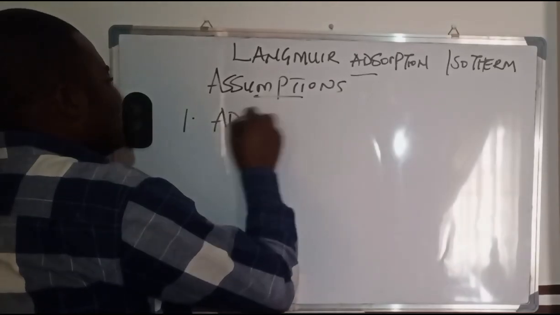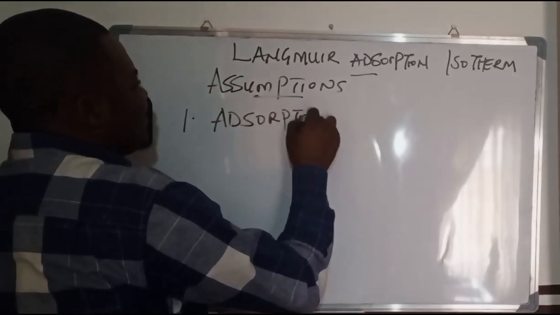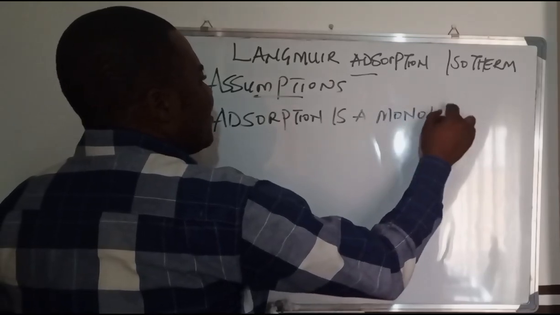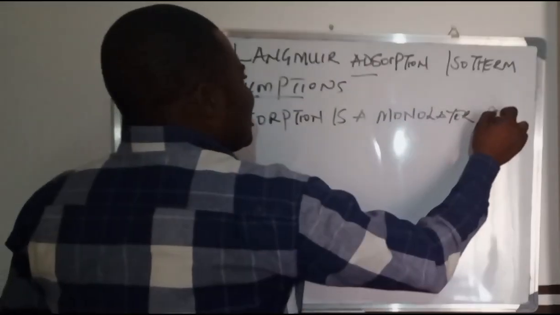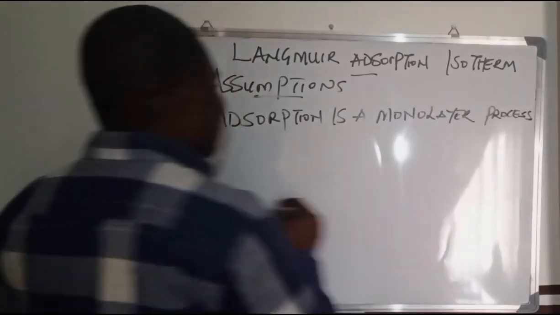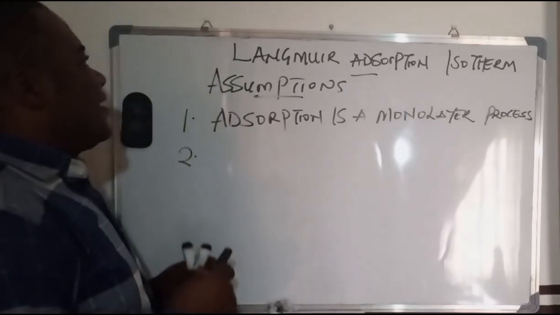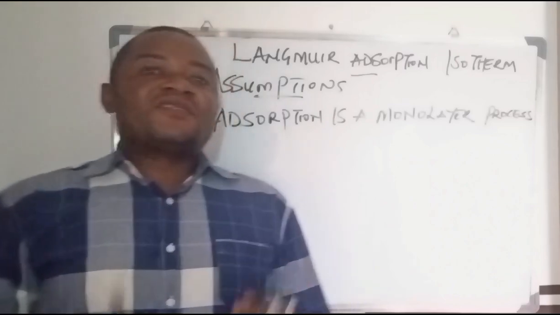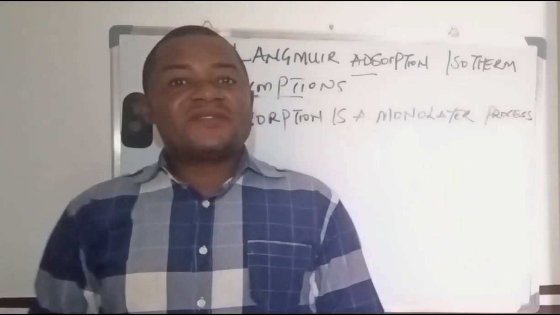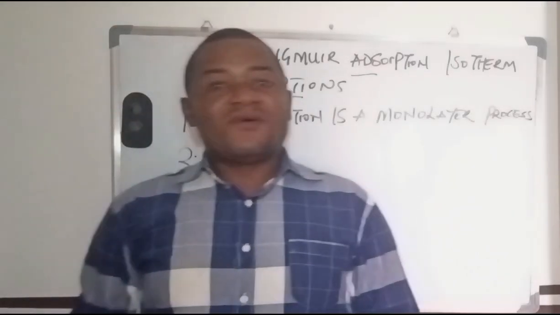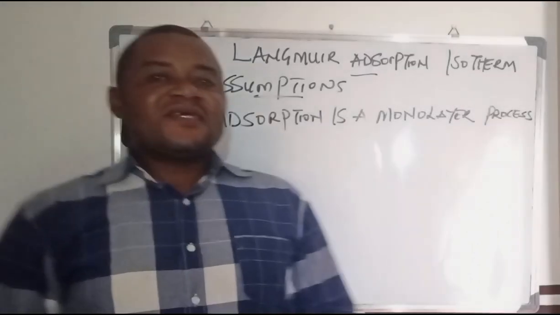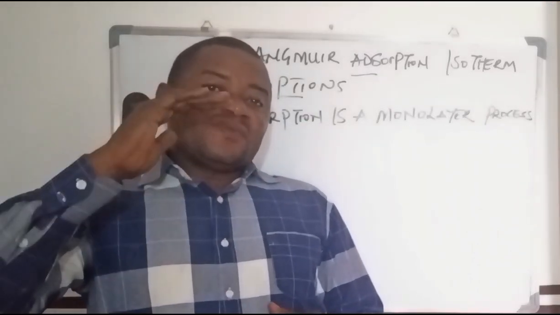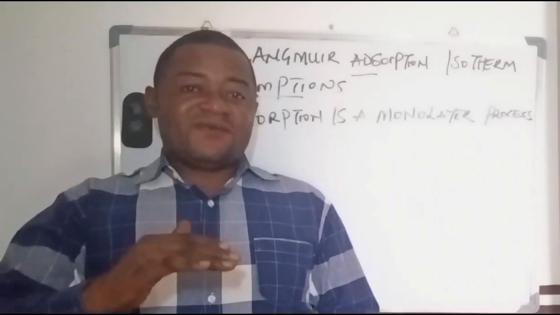That's what he said: adsorption is a monolayer process. That is the first assumption of the Langmuir adsorption isotherm. Adsorption of molecules on the adsorbent is a monolayer process. That is, adsorption is layer per layer, single layer to single layer.